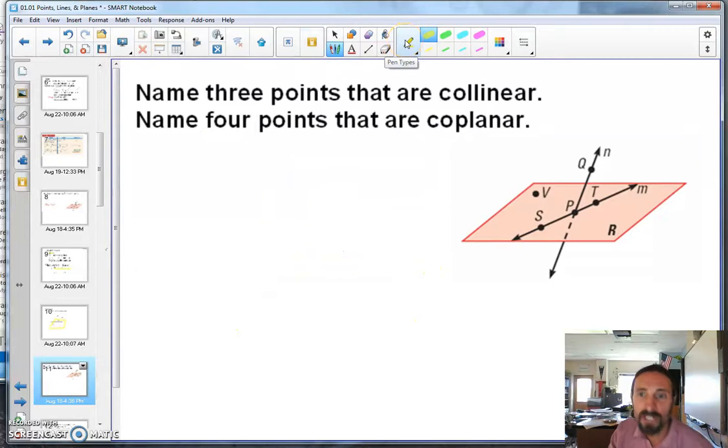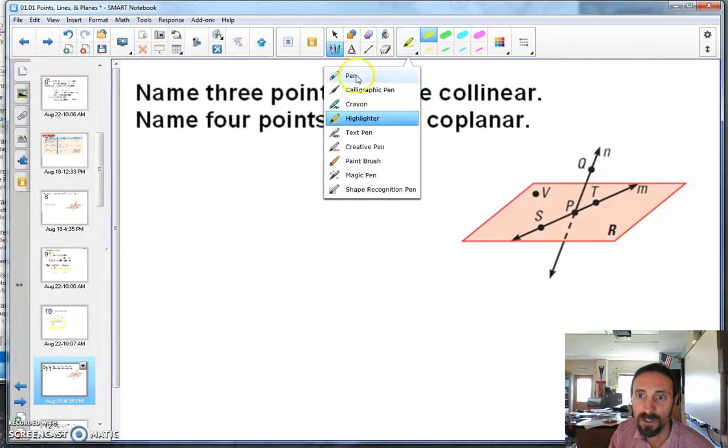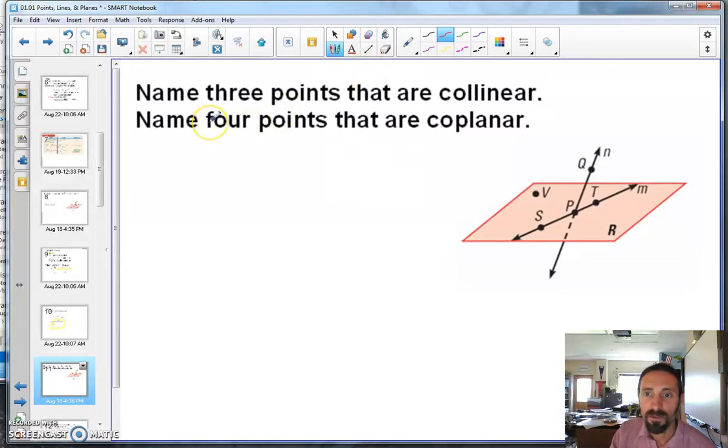All right, what I would like you to do right now is I want you to try this problem. Pause the video, try it yourself, and then see how well you do. Name 3 points that are collinear. Name 4 points that are coplanar. Go ahead, pause the video now and try the problem.